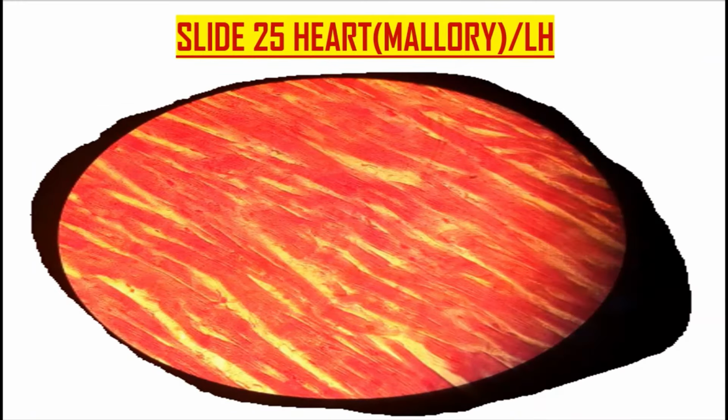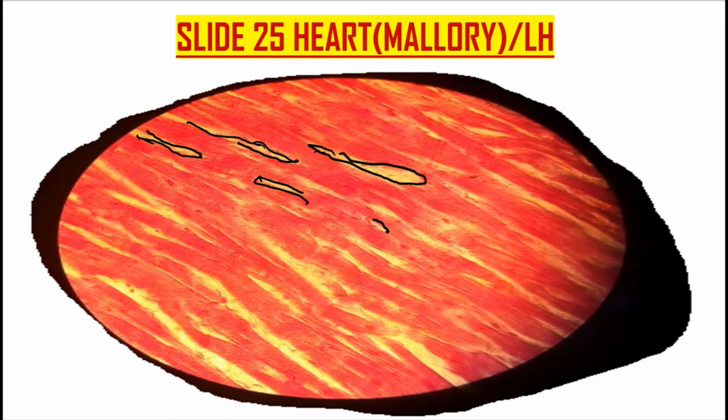This is at high power. At high power, you're able to see very clearly how the cardiac muscle becomes branched. So they are very highly branched. It comes here, forms a branch like this. Cardiac muscle works in a syncytium, meaning that they contract at the same time.